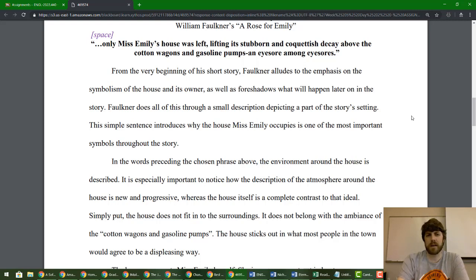Okay, so at this point I wasn't that impressed. I was like, okay, so it's what? That the house is a symbol for Miss Emily? Because it's an old house in an old neighborhood, or old house surrounded by new surroundings.